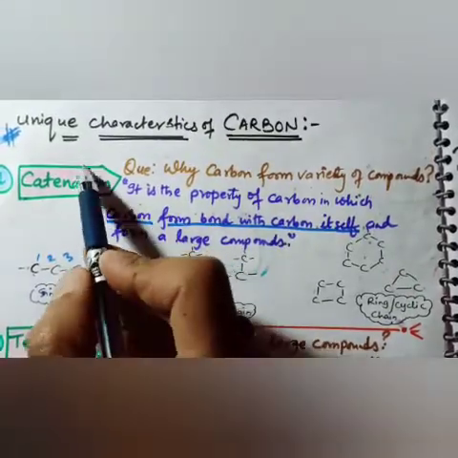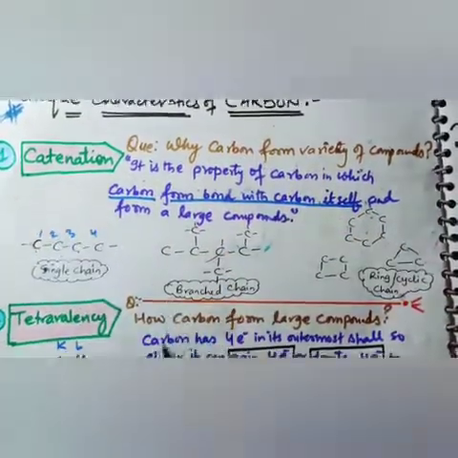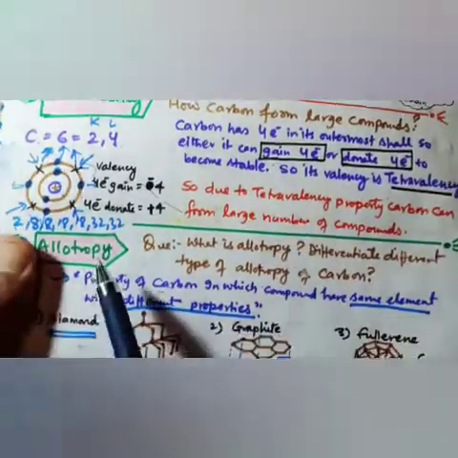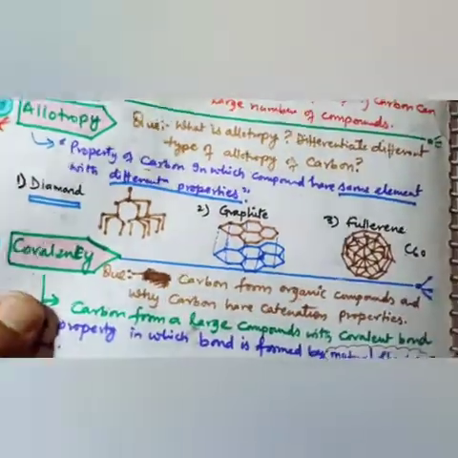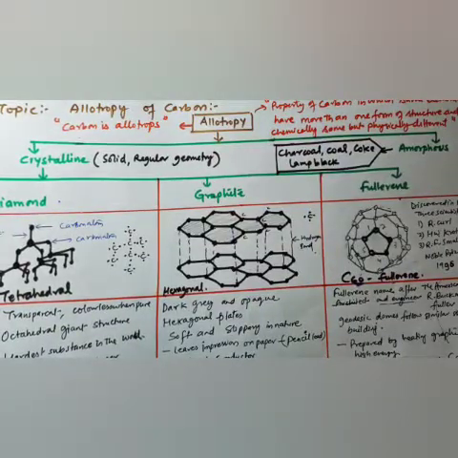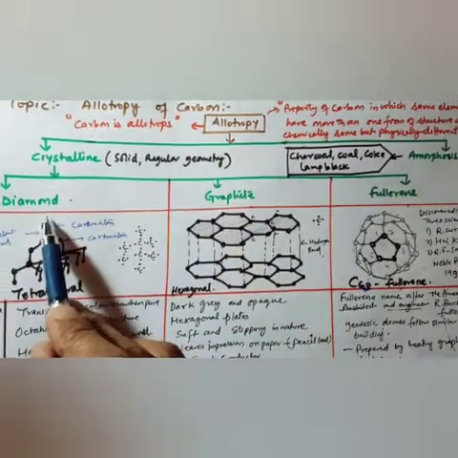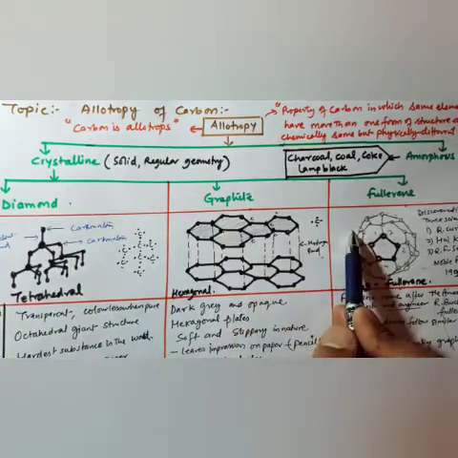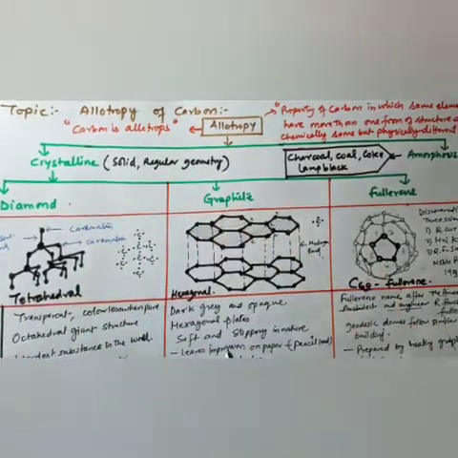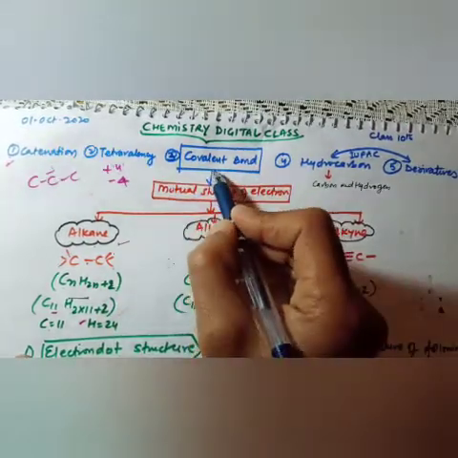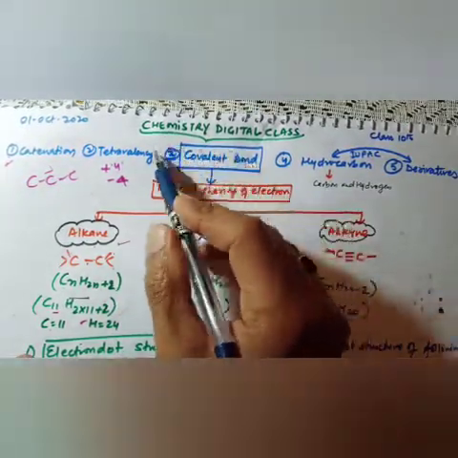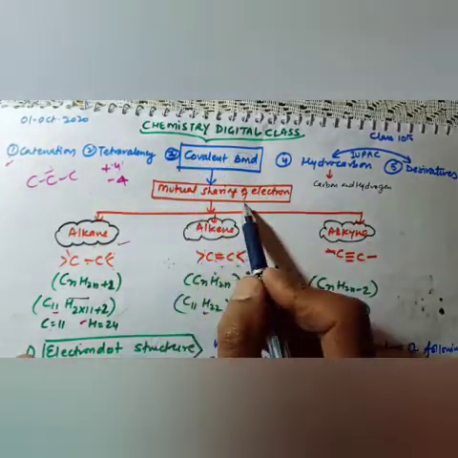Then the basic unique properties of carbon, in which catenation, tetravalency, allotropy and covalency are the main characteristics of carbon. After that, we discussed the allotropy of carbon, in which we discussed that there are diamond, graphite and fullerene, 3 allotropes of carbon and their properties. After that, we discussed the covalent character, the covalent bond in carbon, which is mutual sharing of electrons.